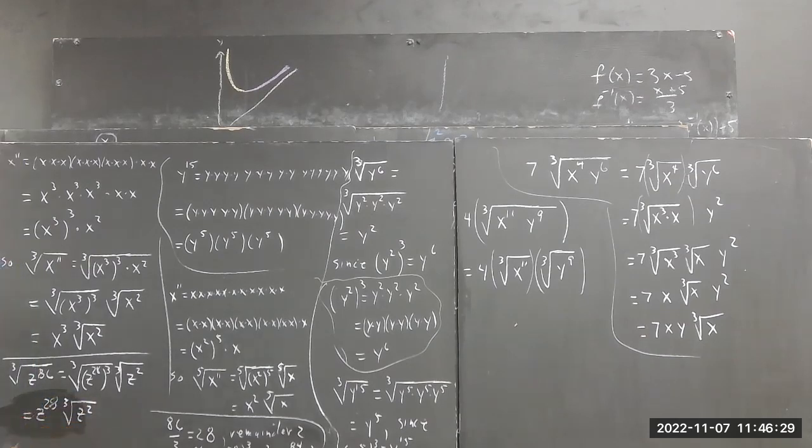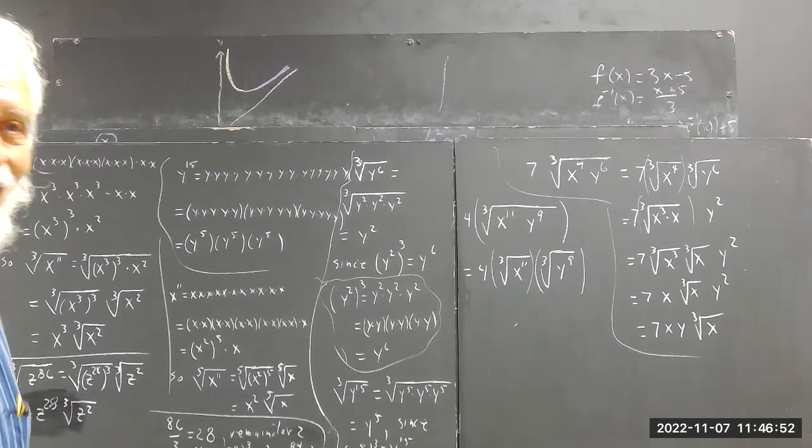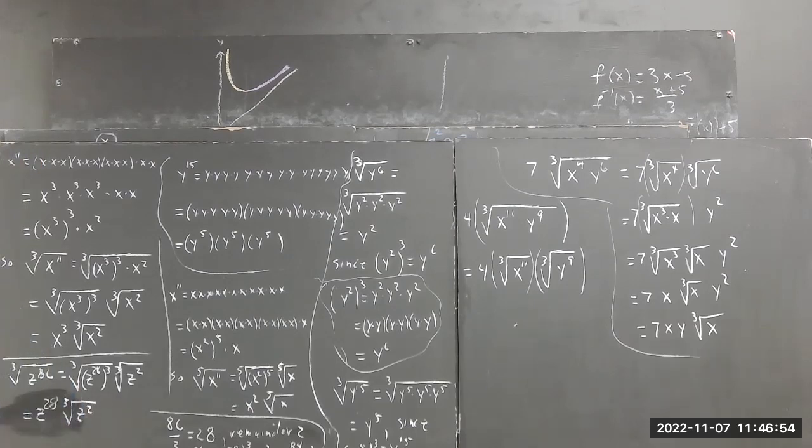Times the cube root of z squared. Okay. Now, if you don't see that clearly, write out 86 z's. It only takes a minute. Okay. Might be a little tedious, but you can live with it for a minute. Okay. So we good?